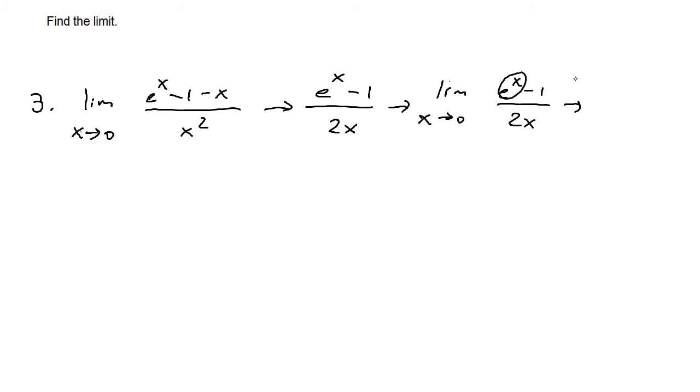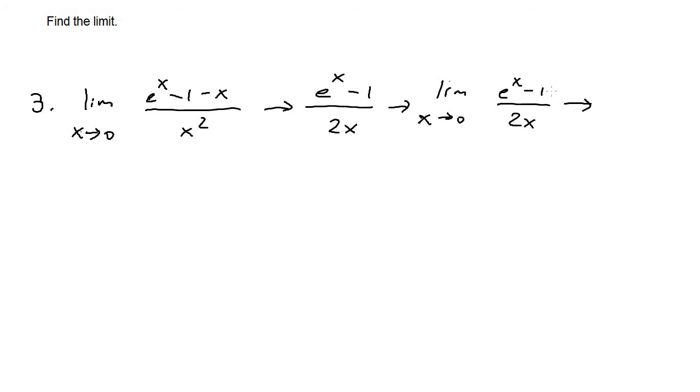1 minus 1 is 0. So 0 on the top, and then 2 times 0 is also 0. Now we do have an indeterminate form once again, but the good thing is we can use L'Hopital's rule again if it's still indeterminate. So I'll go once again back to our limit here, and we can use L'Hopital's rule.